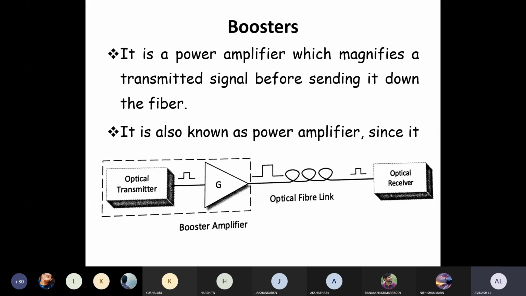So once X becomes X plus delta X, after passing through the fiber, it undergoes attenuation, and at the reception side, delta X is being reduced. So our purpose is being served. That is exactly the concept of the booster amplifier.